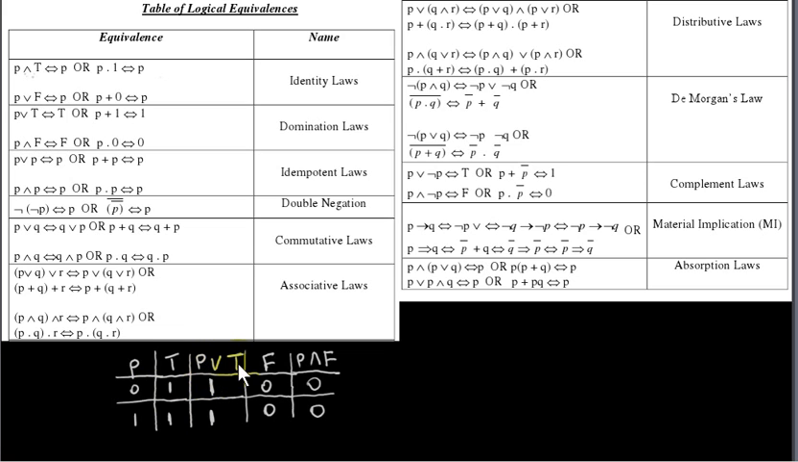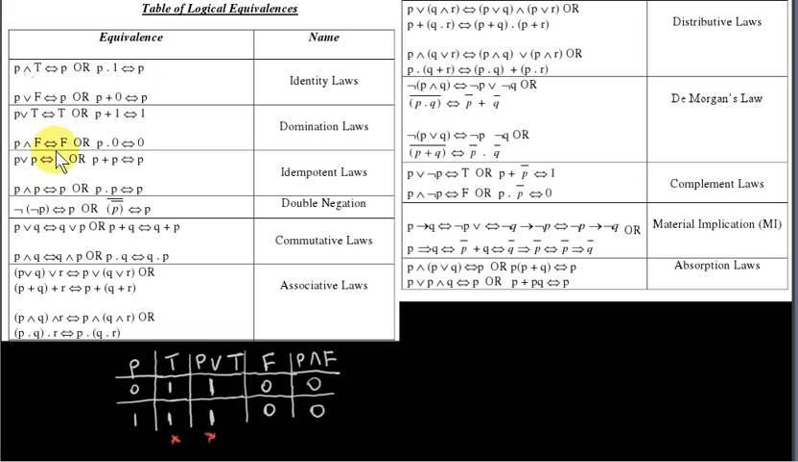You can see that P or T, this column, is identical to the T column. So these two columns are identical. So that shows that P or T is equivalent to T. That's that bit proved. Now let's look at the second domination law.